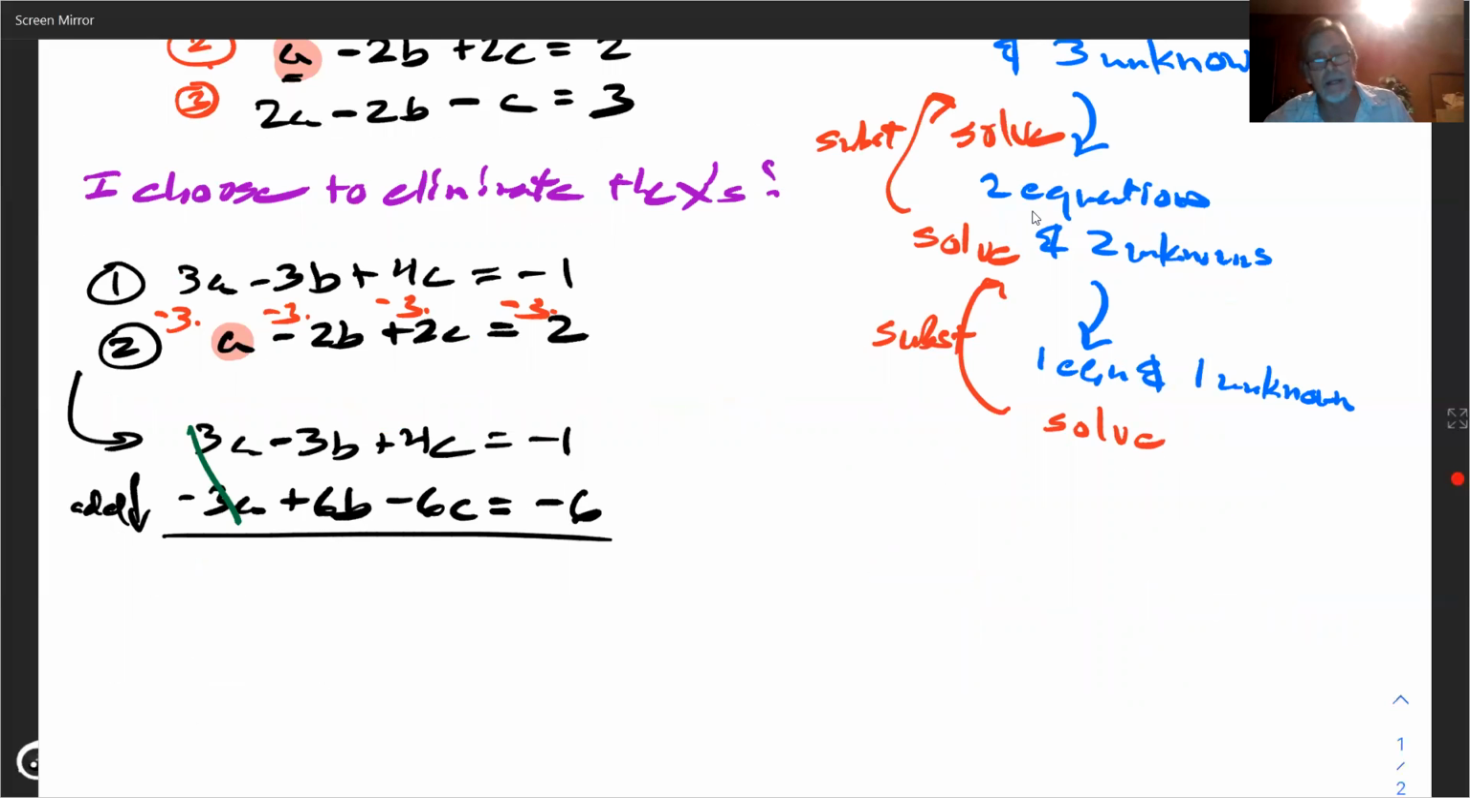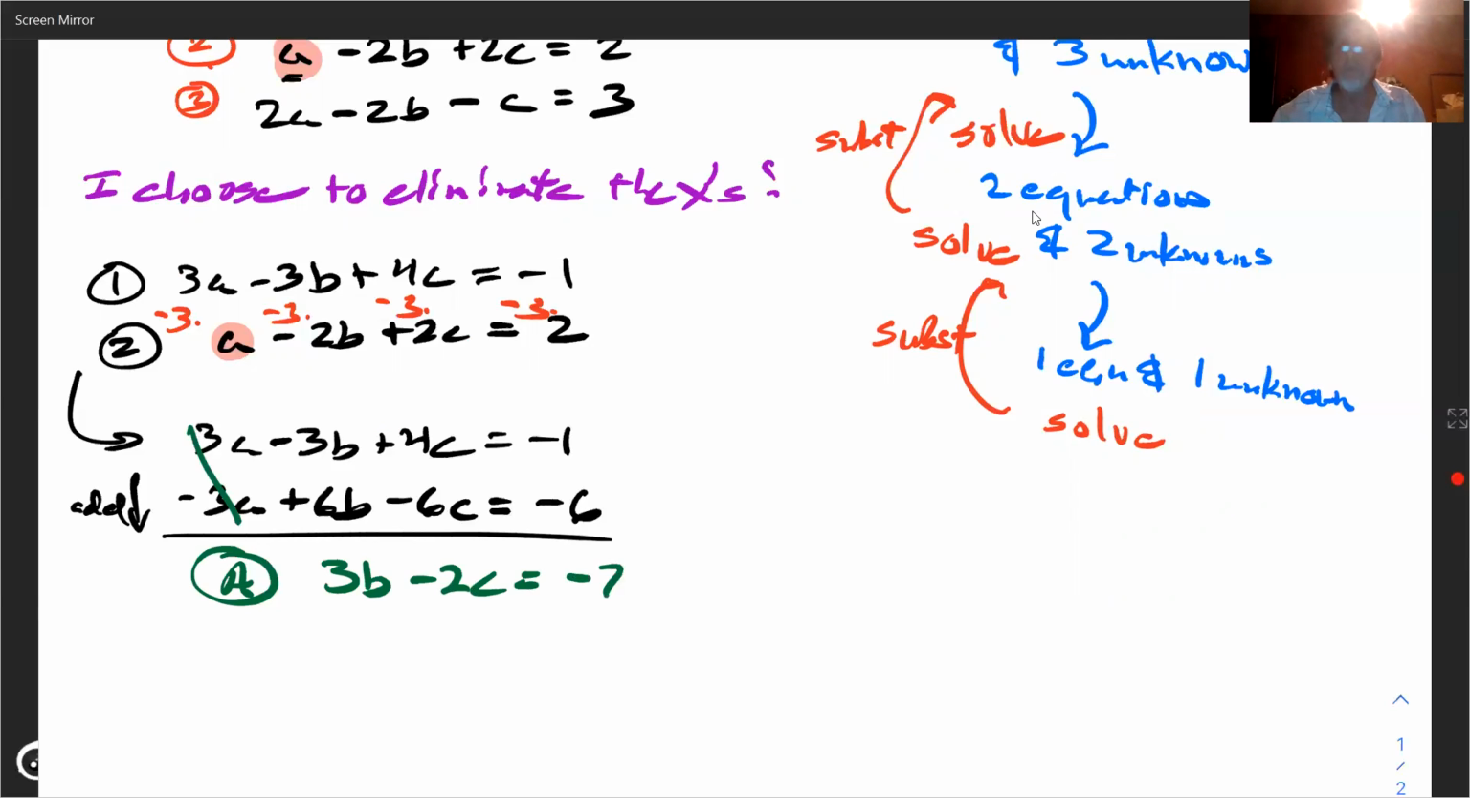Now carefully add. Looks like we have a 6 minus 3 is 3B. We have a -6 and 4 minus 2C. And over here it equals 7. And I'll call that equation A. Okay, just give it a name.